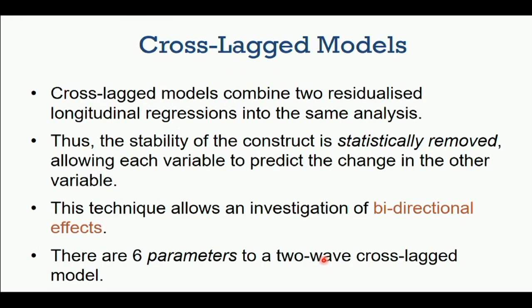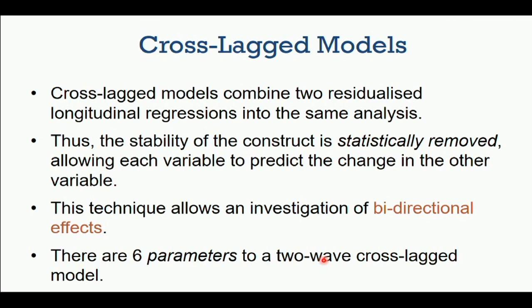So in a cross-lag model, we're combining two residualised longitudinal regressions into the same analyses. Thus, stability of the construct is statistically removed, so all the advantages of before, allowing each variable to predict the change in the other variable. And this technique allows you to investigate the possibility that it's actually a bidirectional relationship.